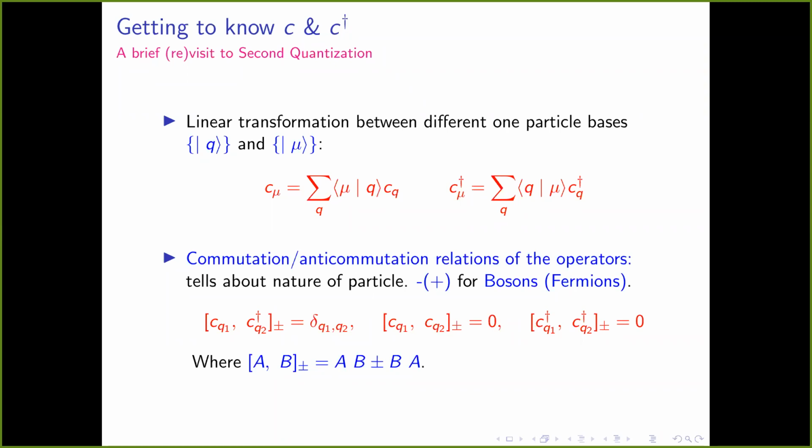And depending on the nature of the particles, the creation and annihilation operators follow some commutation relations, which I have written down here. So C with C dagger, commutation or anti-commutation, gives delta. For bosons, it's a commutation. For fermions, it's an anti-commutation. Whereas for both creation or both annihilation operators, the commutation relation gives 0, or the anti-commutation relation gives 0 for fermions.